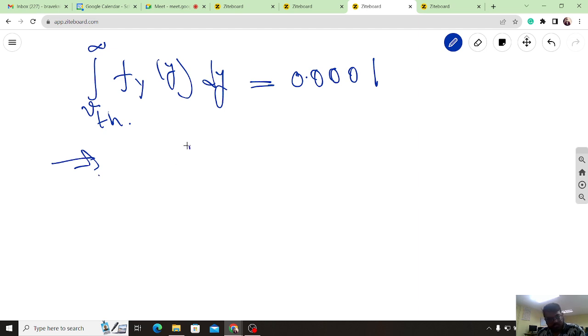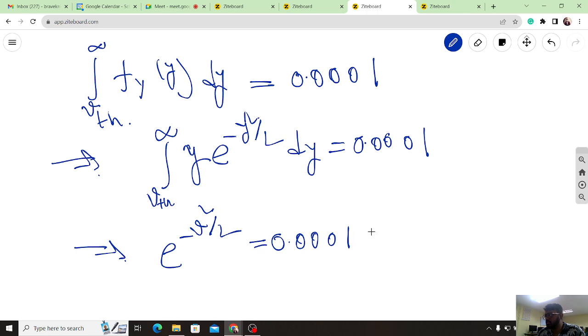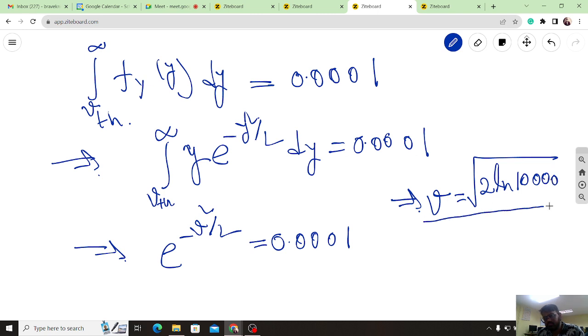or this VTH to infinite, e to the power minus y square by 2 dy should be 0.0001, or e to the power minus v square by 2 should be 0.0001, or v should be root over 2 ln, the threshold will be, this is also VTH.